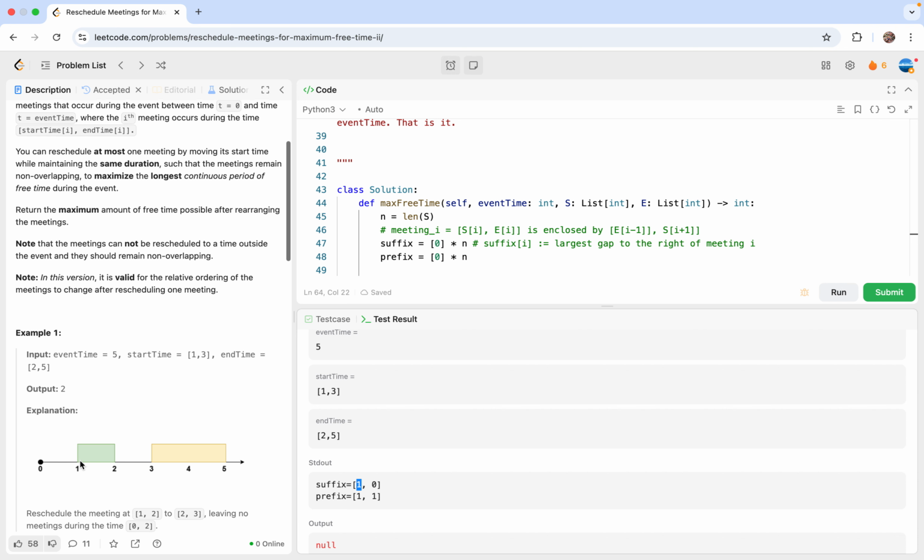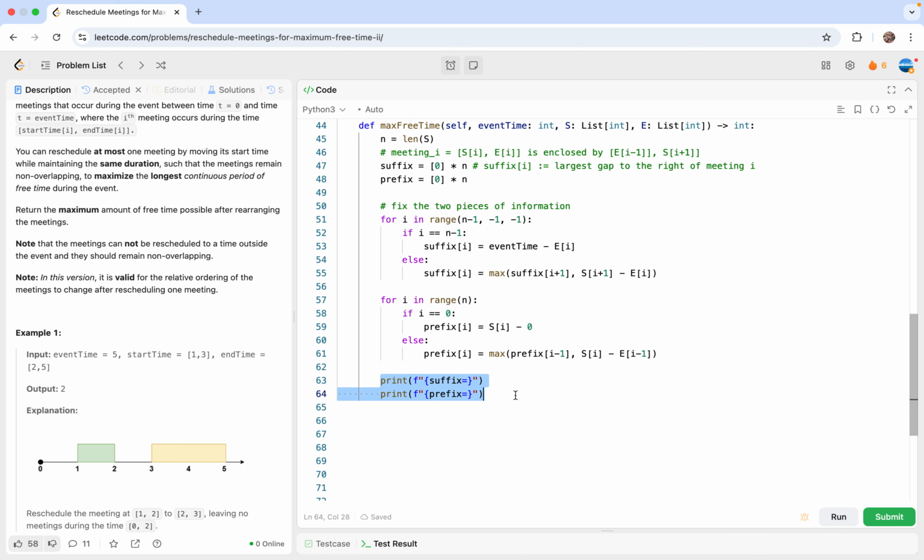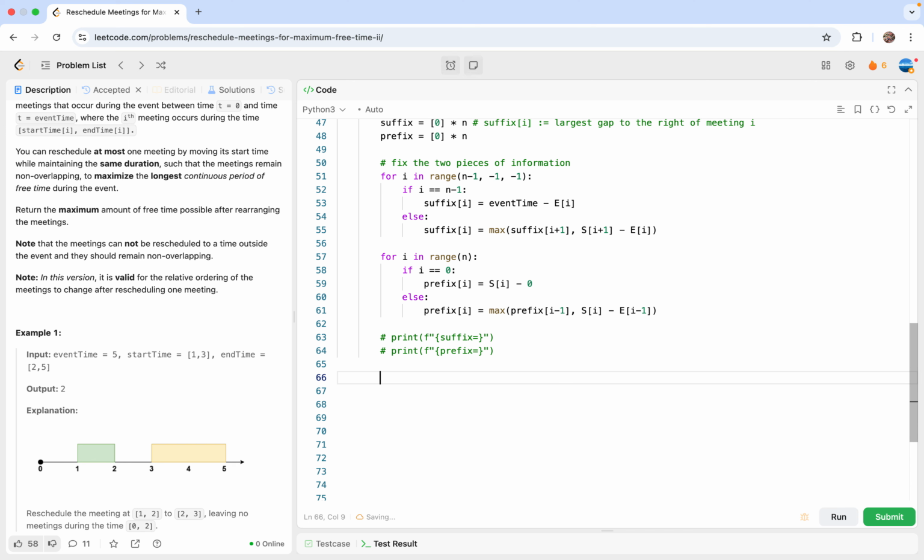Now if you look at the prefix, you can look at meeting 1. This is the start time, from 0 to 1. This is the free time. So you get 1 here. Now if you look at this meeting, 3 minus 2, that is 1. And the larger between 1 and 1, of course, is 1. So you get 1, 1 here, right? So that's the first example. Let's comment this out, so later you can play with this code.